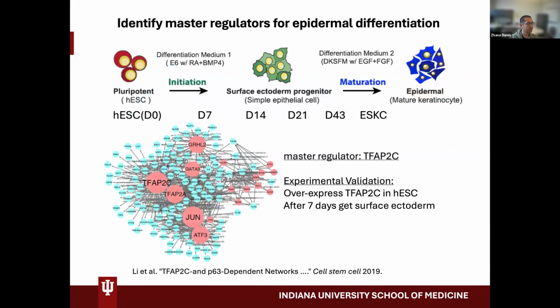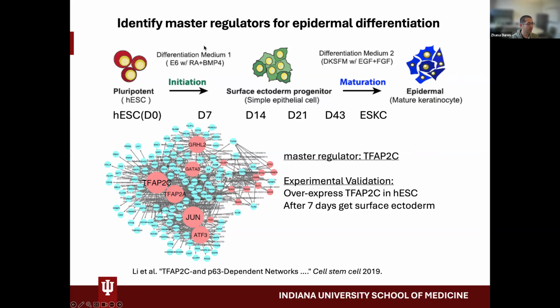The second application here is epidermal differentiation. We have different time points, like day 0, 7, 14, 21, 43, and later. The stem cells grow in a certain medium, and after about 50 days, they will turn into epidermal, mature keratinocytes. These are skin cells. At each time point, we have RNA-seq and ATAC-seq. Then we infer the networks.